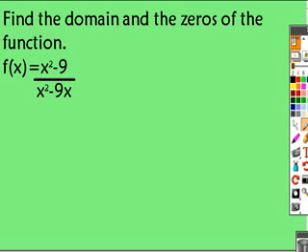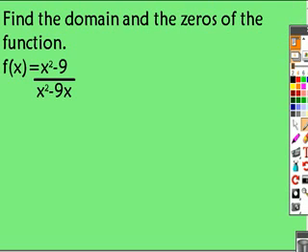Since you cannot divide by 0, you need to make sure that your denominator will not equal 0. So what you want to do is figure out the value of a variable in the denominator which would make the denominator 0. So to do that, you want to factor the denominator.